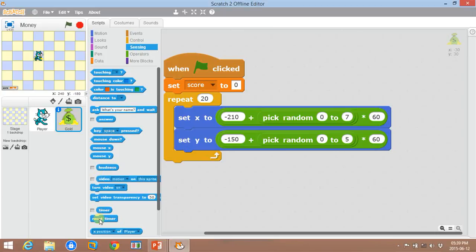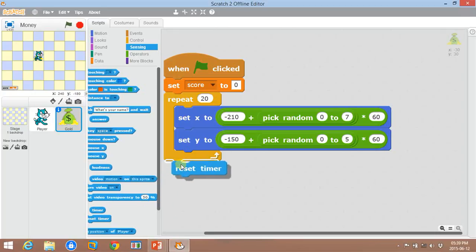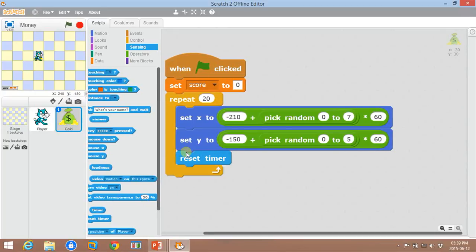All right. So how are we going to know if 3 seconds have gone by? Because we only want the gold to stay in the block for 3 seconds. We need some kind of watch or clock. We go to sensing and we use the timer block. We want to reset the timer block after we've moved so that it's back to zero. And then we're going to check when it counts up to 3 and then we're going to move again.